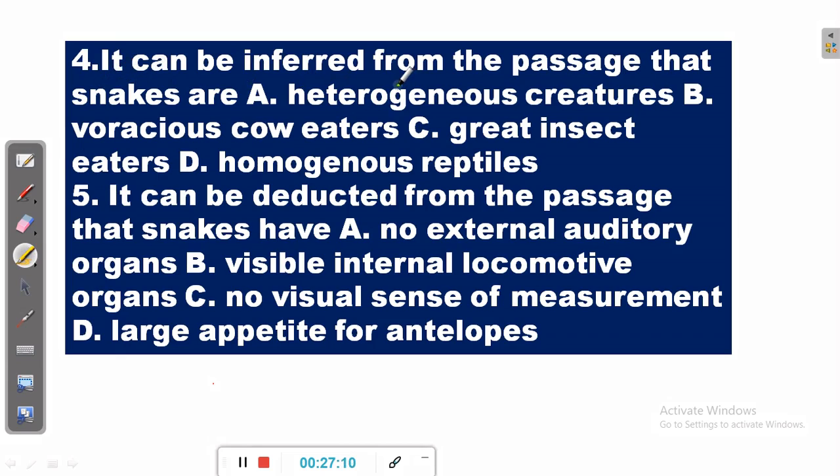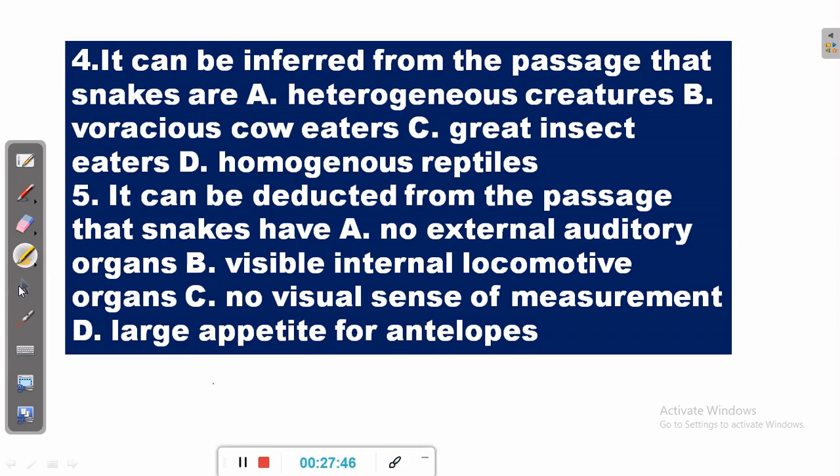Question number 4, it can be inferred from the passage that snakes are A. Heterogeneous creatures. B. Voracious cow eaters. C. Great insect eaters. D. Homogeneous reptiles. Question number 5, it can be deduced from the passage that snakes have A. No external auditory organs. B. Visible internal locomotive organs. C. No visual sense of measurement. D. Large appetite for antelopes.